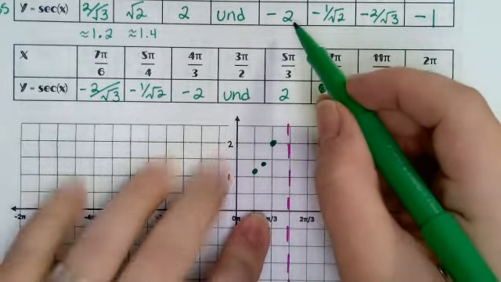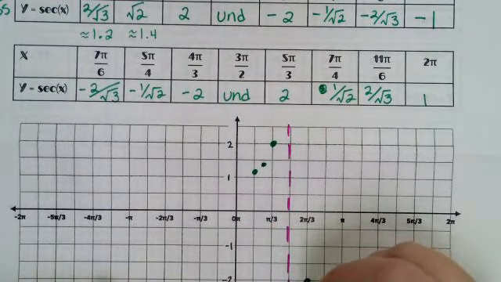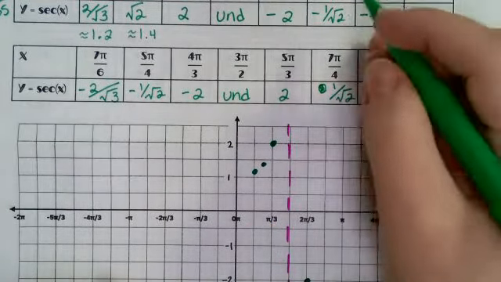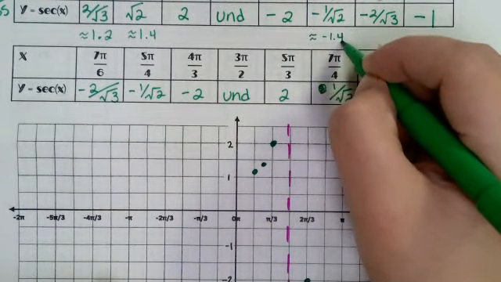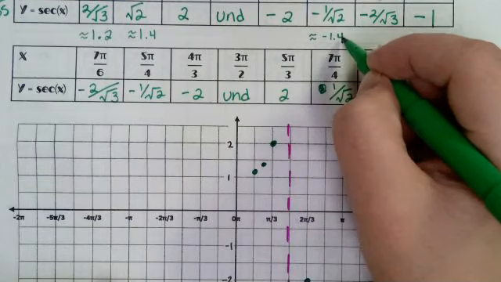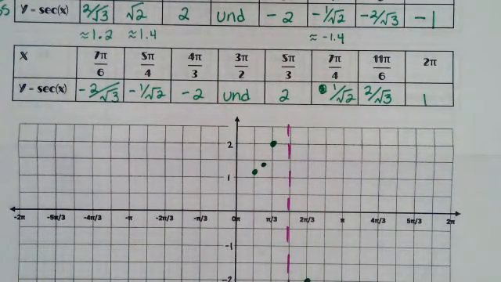Keep on going. At 2 pi over 3, we're supposed to be at -2. Then we're supposed to be at, as a decimal, about -1.4. No, I'm lying. Hold on. Pause, y'all. I've lost my mind a little bit.